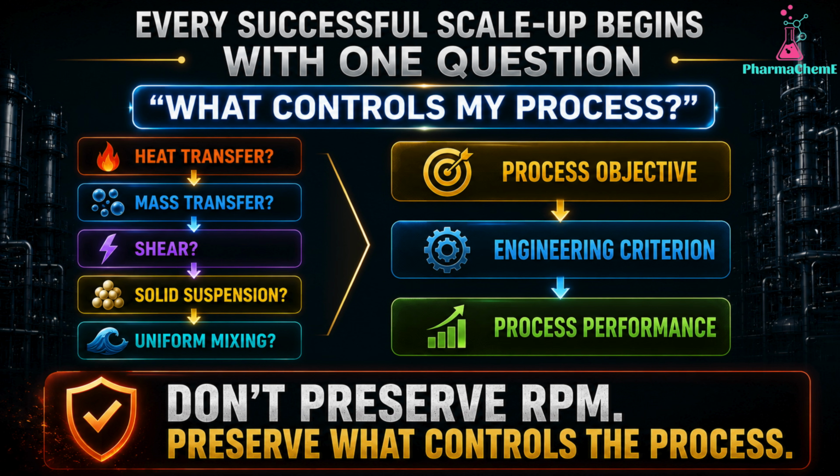It's easy to think that successful scale-up is simply about choosing the right equation. But experienced process engineers think differently. They begin with one simple question: what controls my process? If the answer is mass transfer, preserve mixing energy. If it's shear, protect tip speed. If it's blending, focus on blend time. The engineering tool changes because the process objective changes.